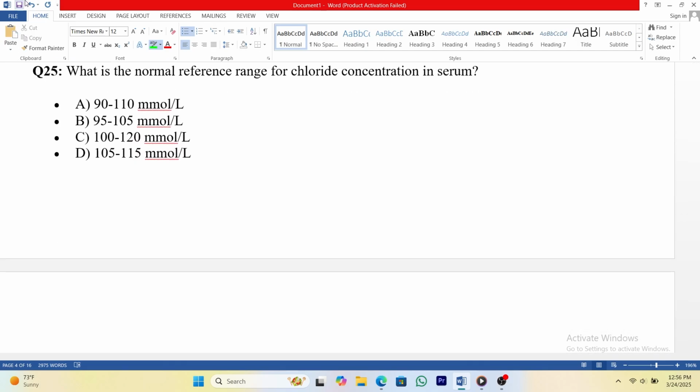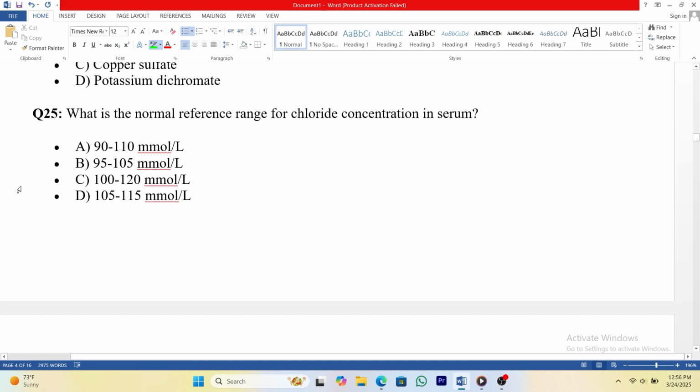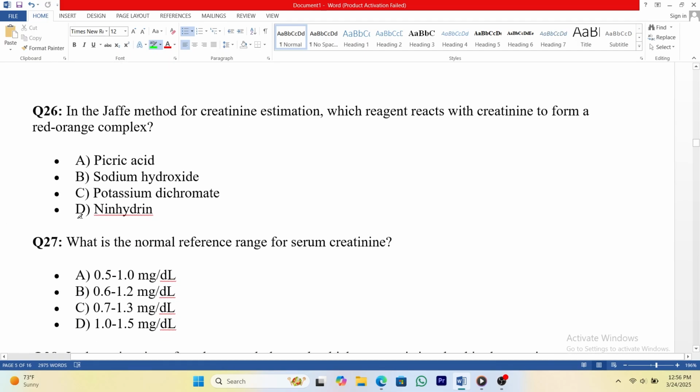25. What is the normal reference range for chloride concentration in serum? A. 90 to 110 mol/L. B. 95 to 105 mol/L. C. 100 to 120 mol/L. D. 105 to 115 mol/L. Answer: A.